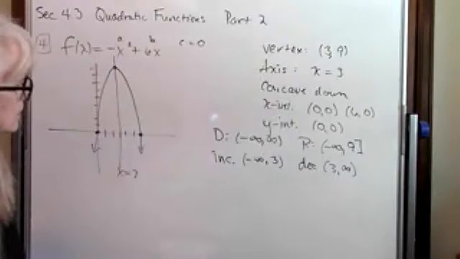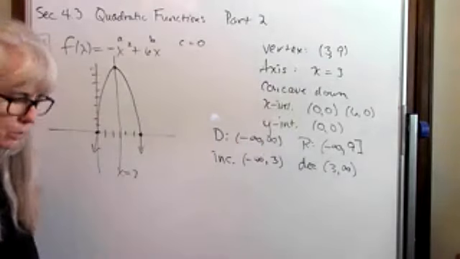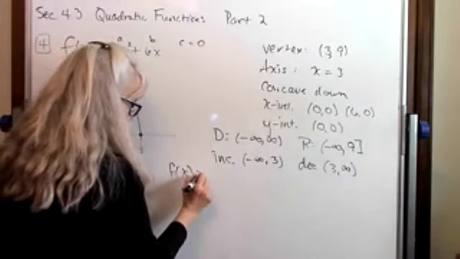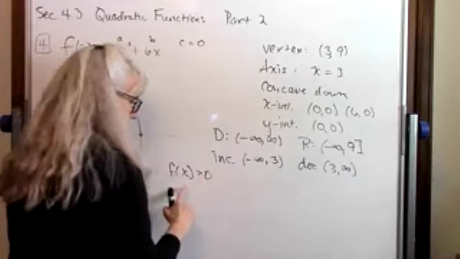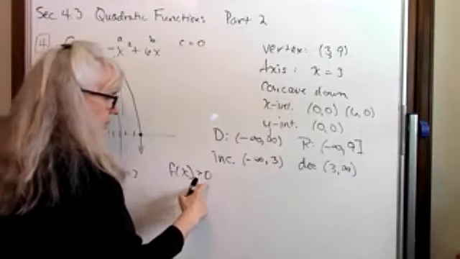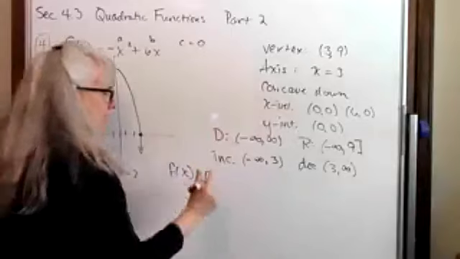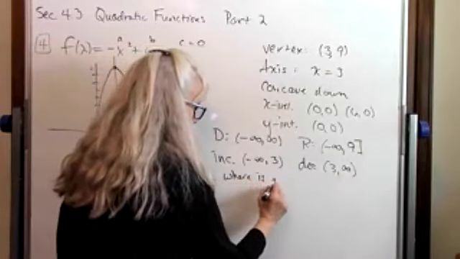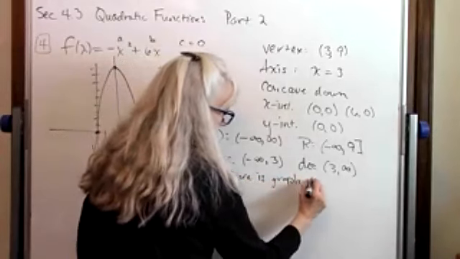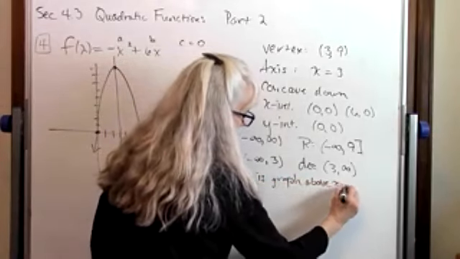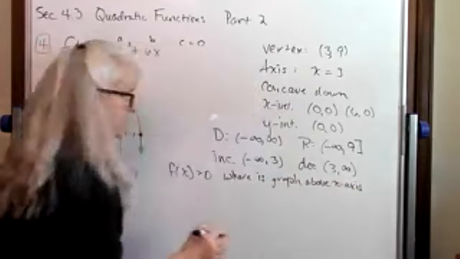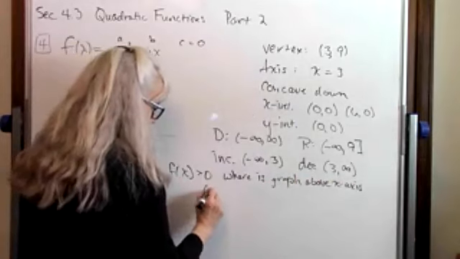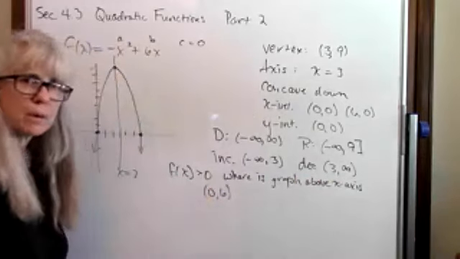And then finally, the last one ties into some later information that we need. It wants to know where f of x is greater than 0. So what this is asking is, this is y. When is y greater than 0? So where are we above the x-axis? So this is asking when or where is the graph above the x-axis? Well, the graph is above the x-axis between here and here. So the answer to this question is between 0 and 6. That's where the intercepts are coming in handy.